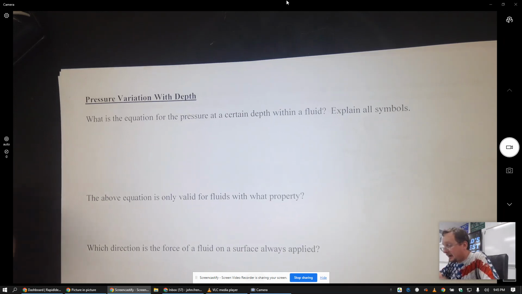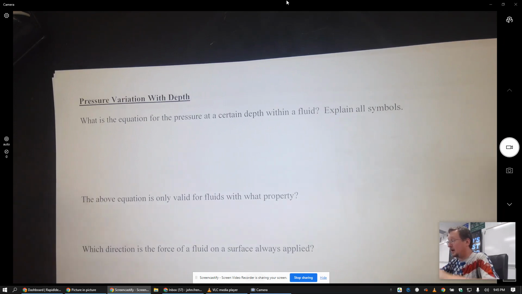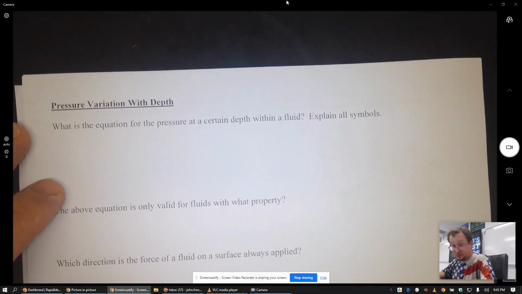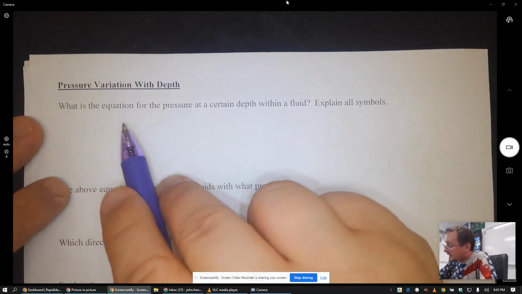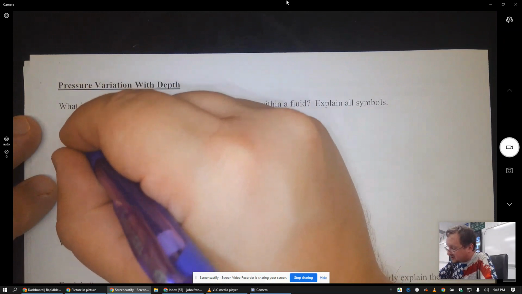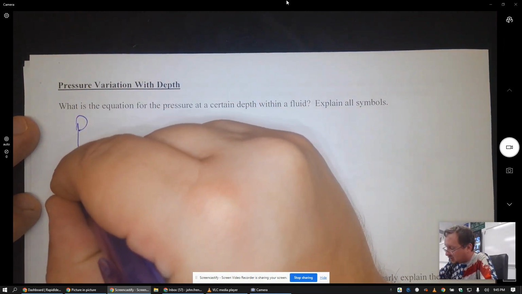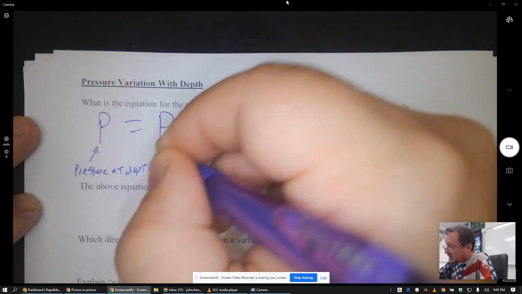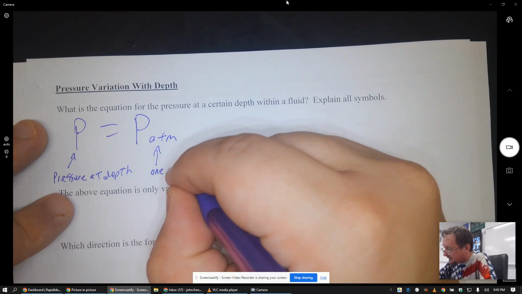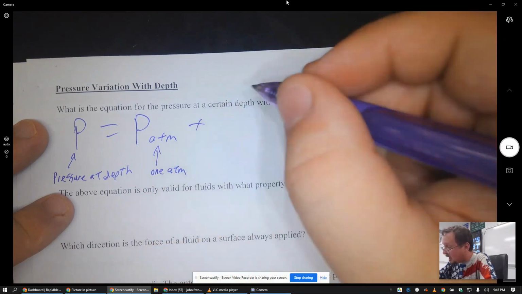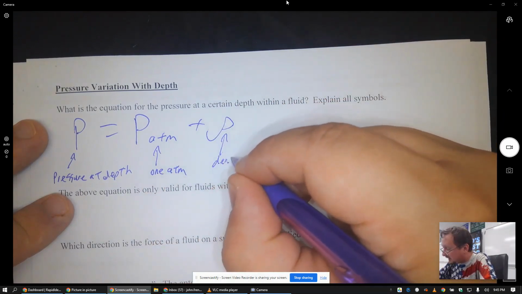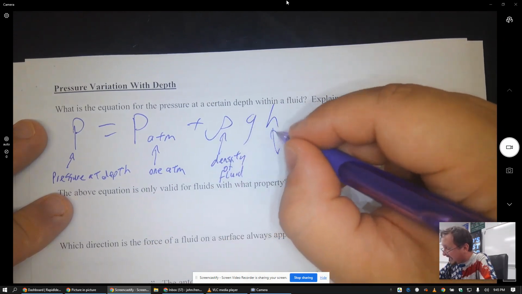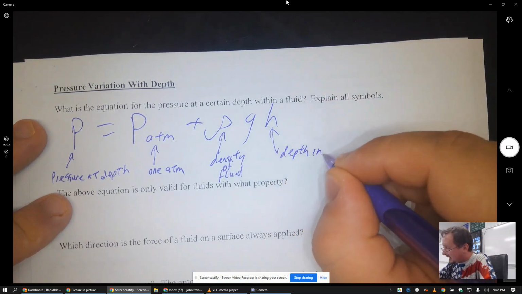So this is probably something that you're going to talk about with your students when you do pressure with depth, the idea that the pressure gets pretty high pretty fast in water. So the pressure at depth: well, you have to start with 1 atmosphere, because of the air pushing down on the top of the water, plus the density of the fluid, gravity, and h, which we use for the depth in the fluid.